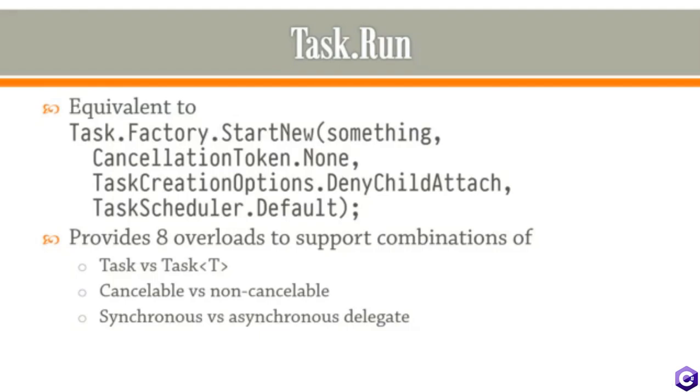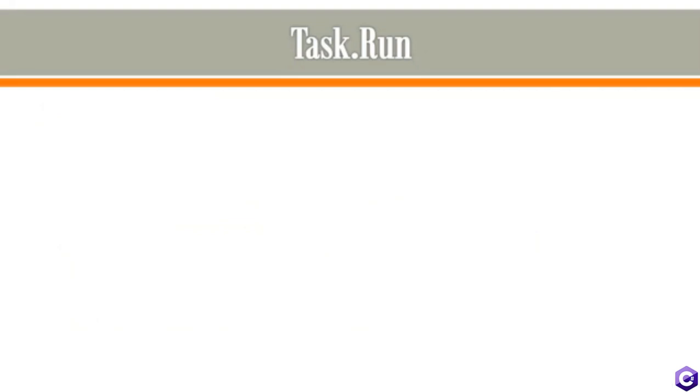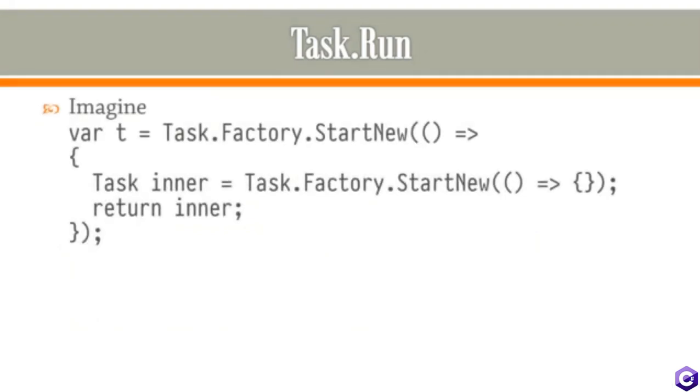But you're probably wondering, well, hold on, why do we have to have this special handling for synchronous versus asynchronous delegates? So let me try and explain to you why exactly that's necessary. So let's imagine the following invocation. We have var t equals Task.Factory.StartNew. So we start a task, but inside that task, we make an inner task and we return that task.